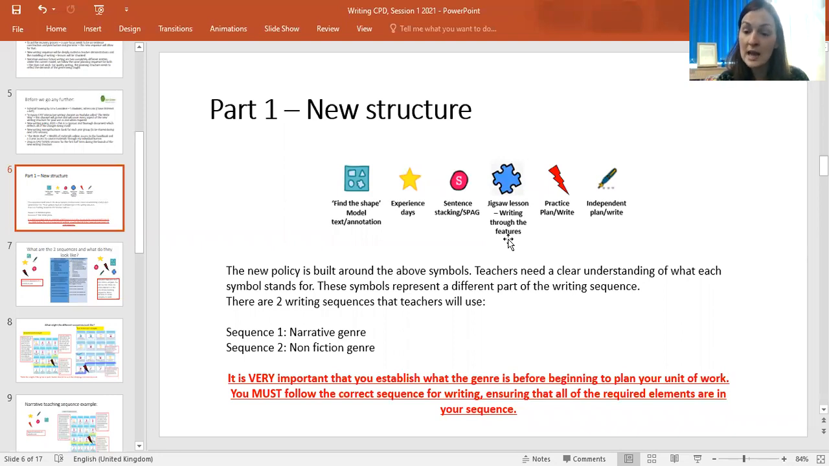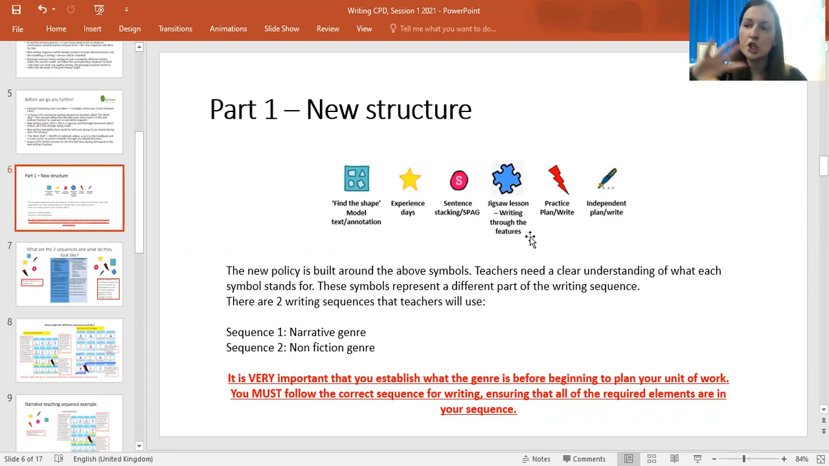So those lessons don't replace your sentence stacking lessons, because the emphasis is still on sentence construction, but they are there and they should be seen within the non-fiction sequence. And it doesn't need to be every aspect of that genre that the children need to practice over a series of days. It's the bits that they will find the most tricky that they need to practice. So I might spend a lesson on doing the lead-in paragraph for a newspaper report.